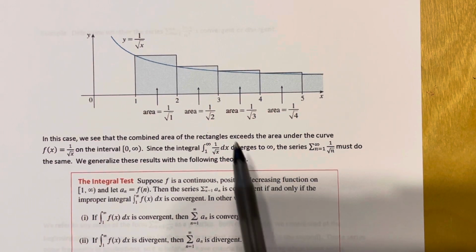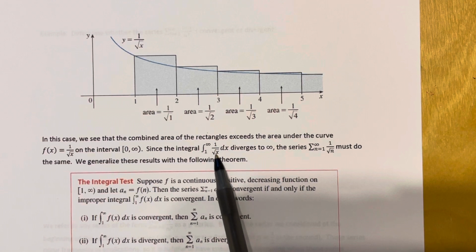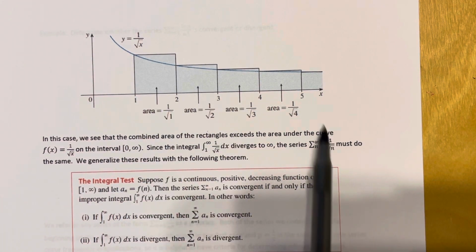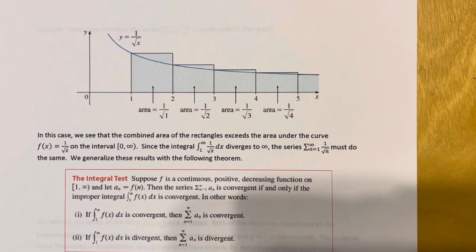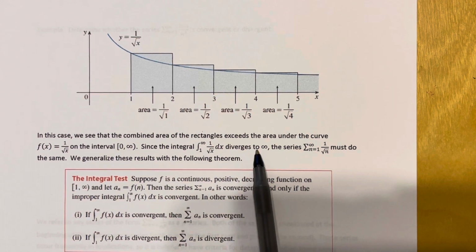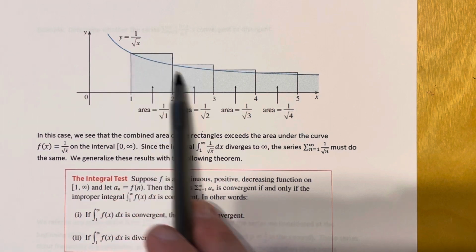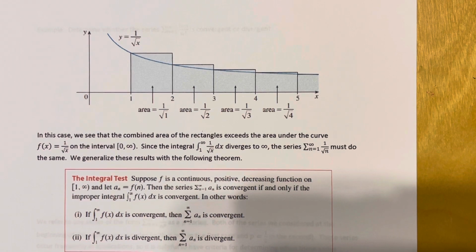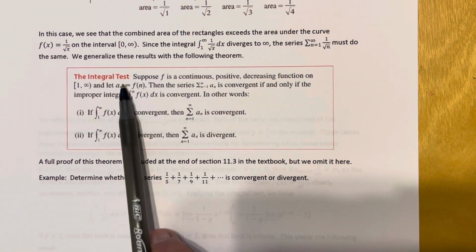Okay, so if I were to look at the improper integral from 1 to infinity of 1 over the square root of x, that would give me the area under this curve from 1 to infinity. But we know from chapter 7 that this improper integral diverges to infinity. So that means that this series, which has to have a greater sum than this improper integral, also has to be carried to infinity. It can't be finite.